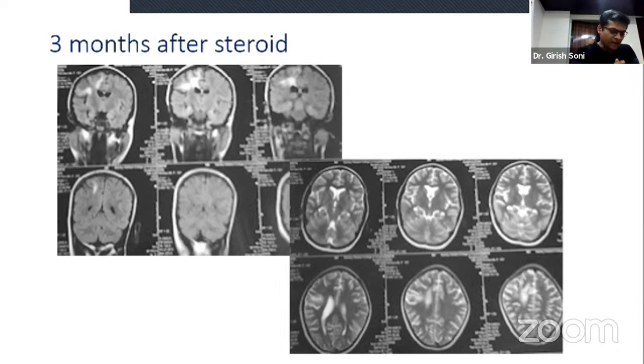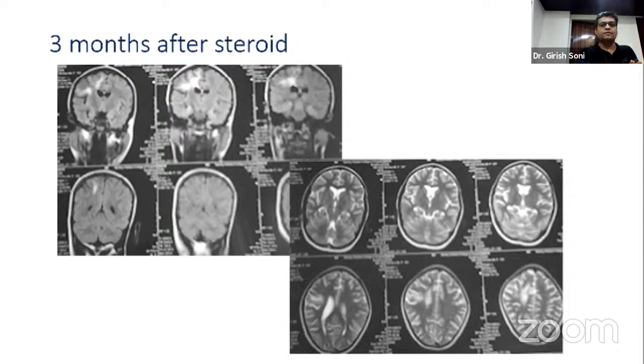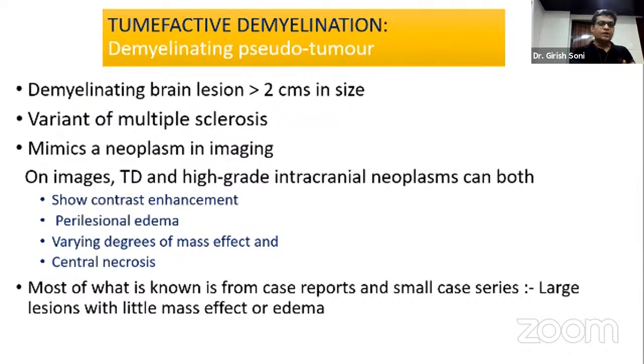So this patient, after thorough workup, received steroid, and this is the image after three months of steroid, and she completely improved with steroid. So what is tumefactive demyelination? It is a variant of multiple sclerosis, and by definition, they are more than 2 centimeter in size.